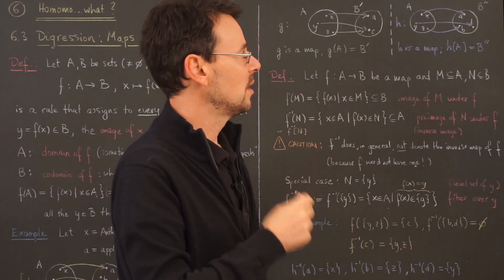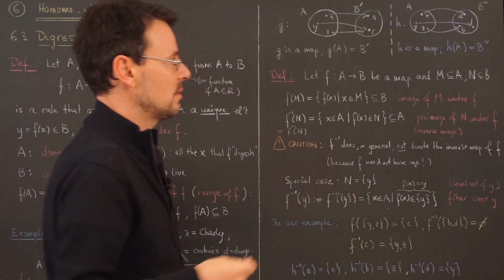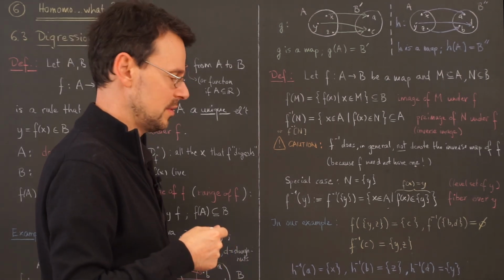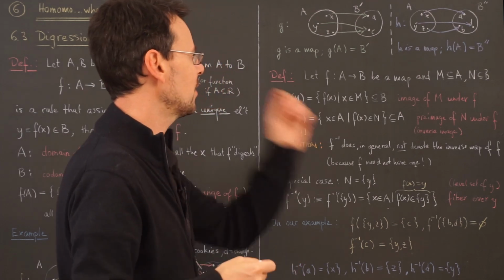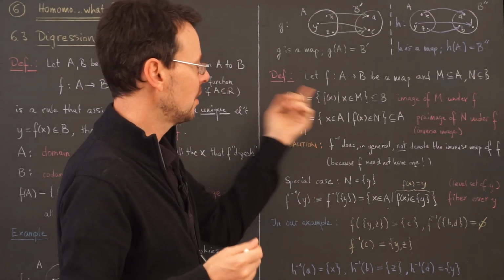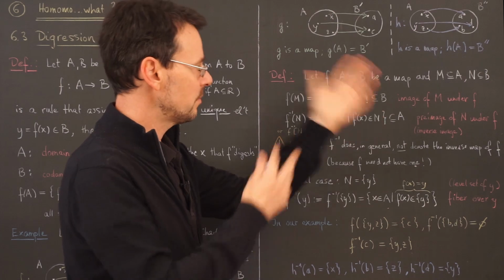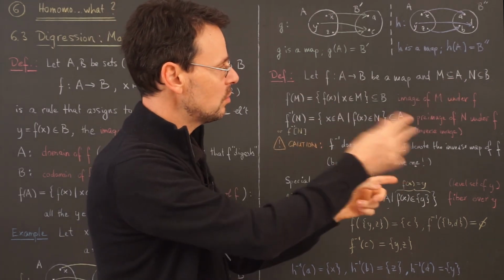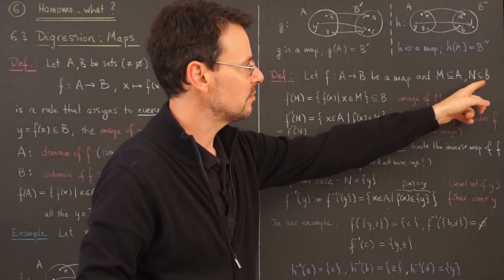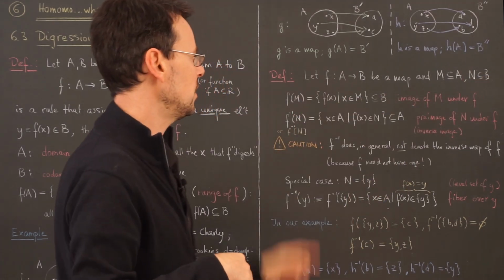And this will be a very important map for us in the course of this course, for the rest of this course here. Okay, two more definitions. F is a map from A to B. Of course, always A and B are sets. M is a subset of A. This means it could be all of A. N is a subset of B. Here the same, it could be all of B.